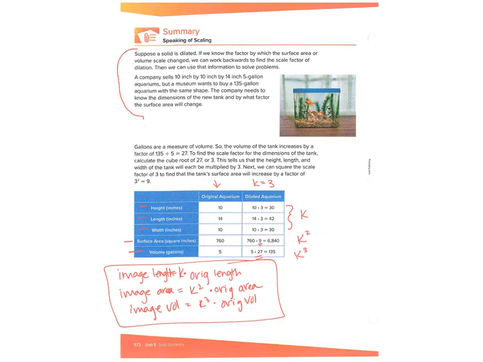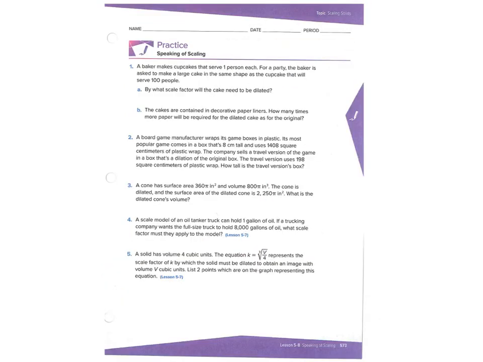So flip to the next page, and we're going to look at some of your practice problems on page 573. I'd like to look at number 2. These are what I'd like to call 2-step problems. You really have to do 2 things in order to solve it. So let's read about this. It says a board game manufacturer wraps its game boxes in plastic. If you can imagine, this is talking about surface area. You're wrapping plastic around your box, the outside of the box.